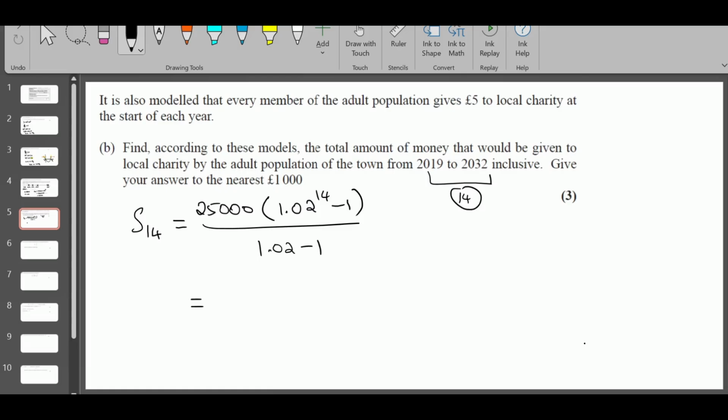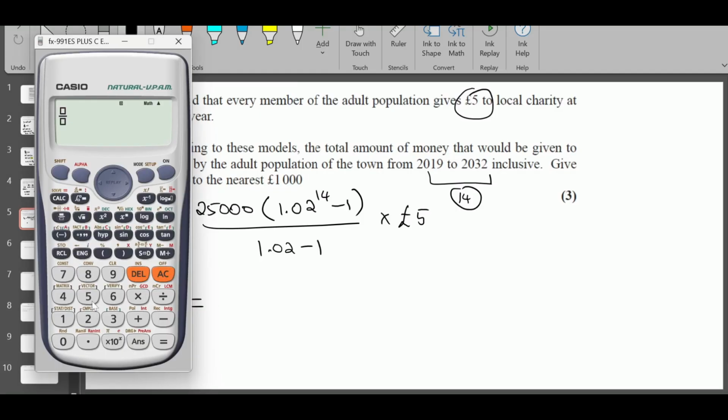And then every person is giving 5, so you need to multiply this by 5. You will get the answer. So it's going to be 25,000 times R power 14 minus 1 divided by R minus 1. Get this answer, times it with 5. Give your answer to the nearest 1000.